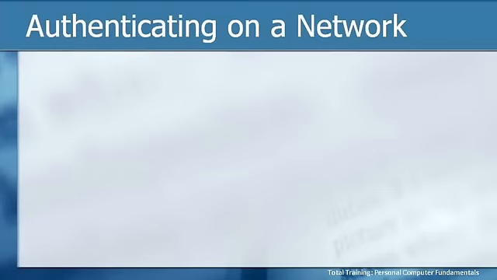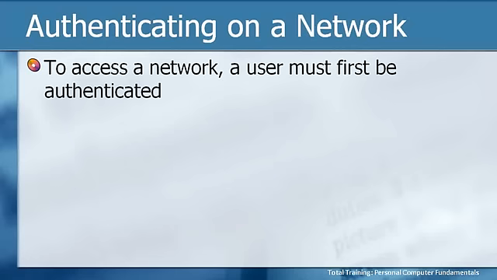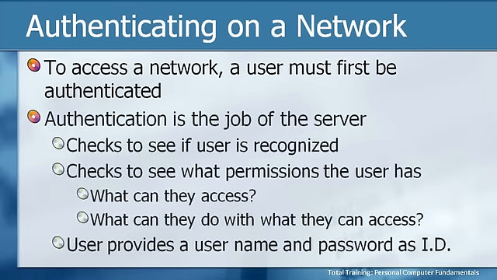When you go to log on to a computer on a network, you have to go through authentication, because in order to access a network, a user must first be authenticated. This is kind of like having a doorman at your building or a security officer. Instead of just being able to walk into the building and go anywhere you want, that person will stop you and ask for ID. They'll check against a list and say, well, do I recognize this person? If they do, good things happen. If they don't, not so good things happen.